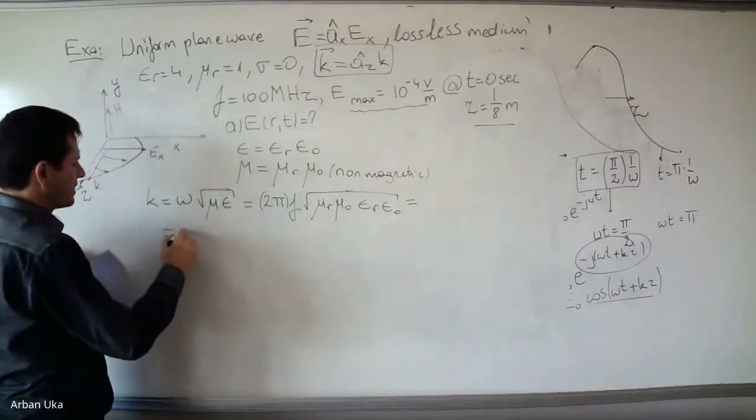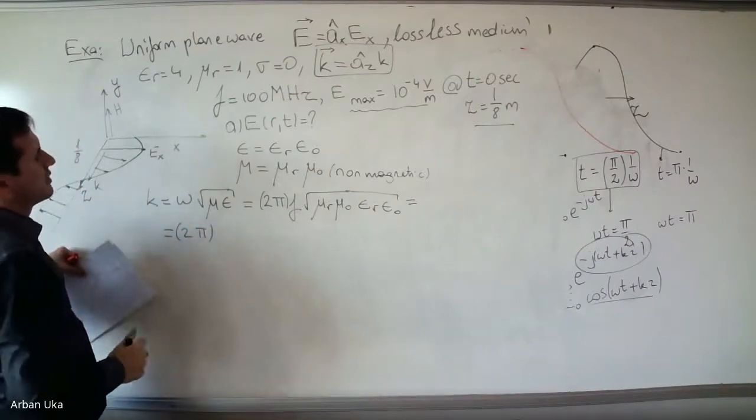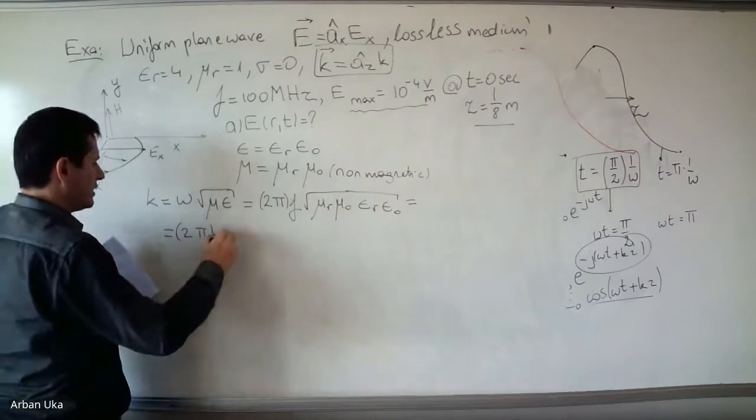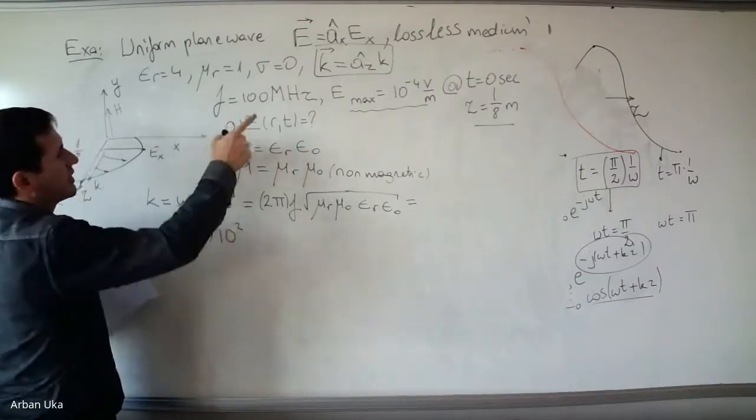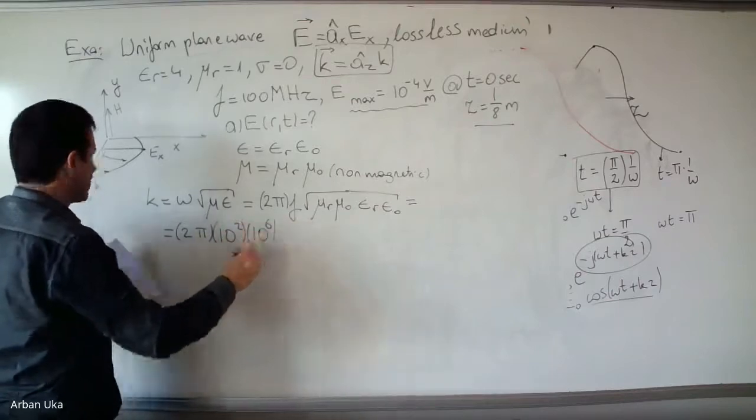Then this is equal to 2 pi f, which is 2 pi times the frequency. The frequency is 10 to the power 2 times megahertz. Megahertz is 10 to the power 6.